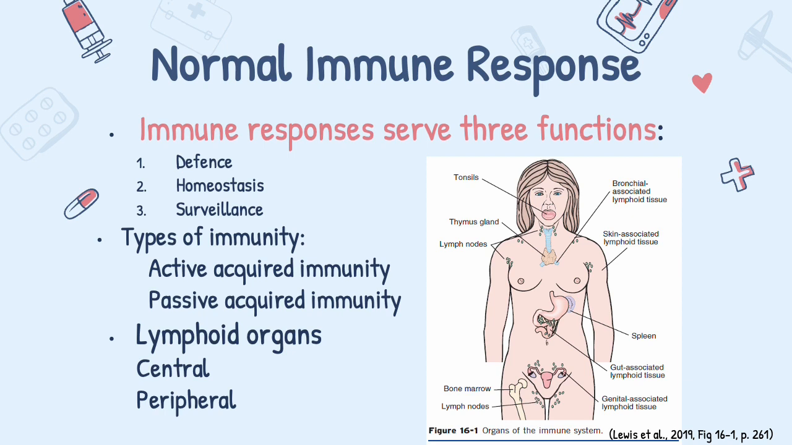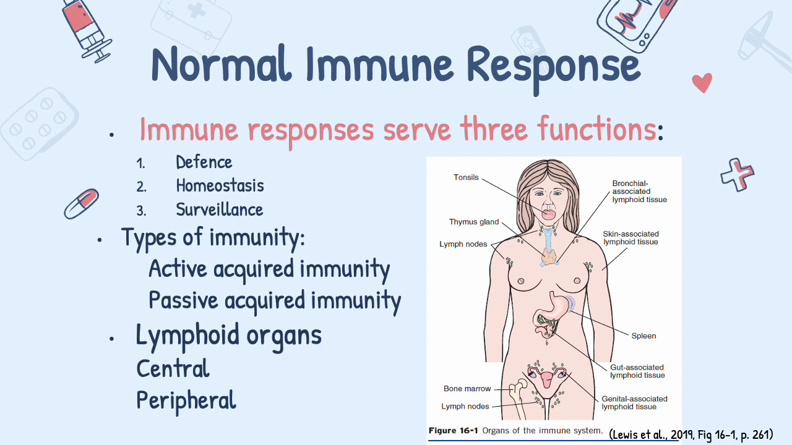In general, the human body does a really great job at protecting itself from injury and infection. Immunity is the body's ability to resist disease, and immune responses serve three functions in this process: defense, homeostasis, and surveillance. Defense is the body's ability to protect against invasions by microorganisms and to prevent infections by attacking foreign antigens and pathogens.